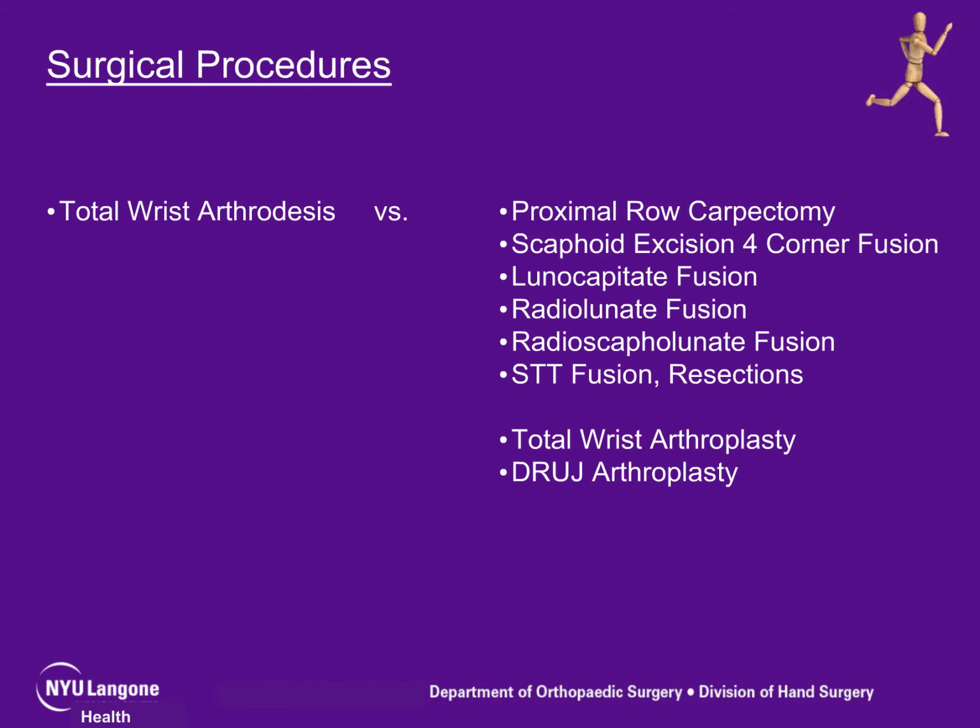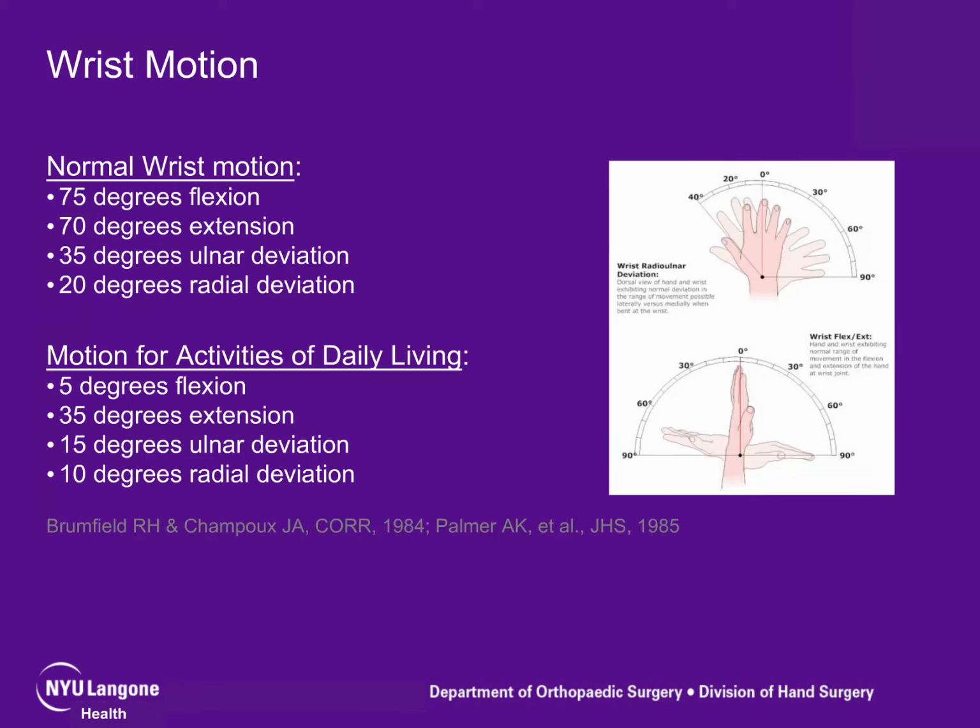I just want to subdivide then the surgical procedures, which I'm going to devote the rest of the talk to, which is total wrist arthrodesis, and then all the motion-sparing procedures, including proximal row carpectomy, scaphoid excision, four-corner fusion, lunocapitate fusion, radiolunate fusion, radioscapholunate fusion, STT fusions, and resections. And I'm just going to touch on the arthroplasties. Won't have that much time for that.